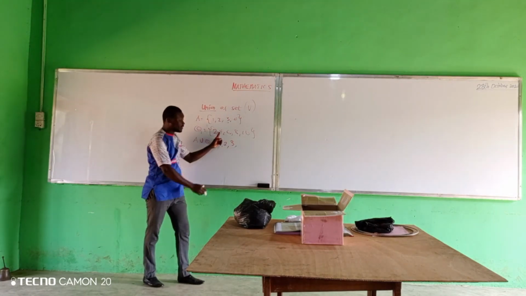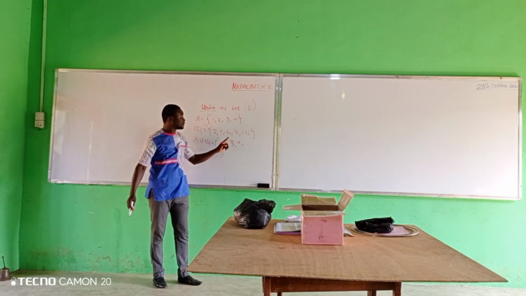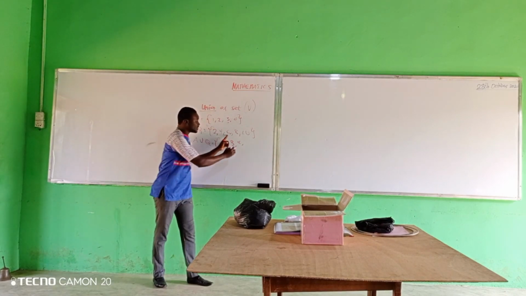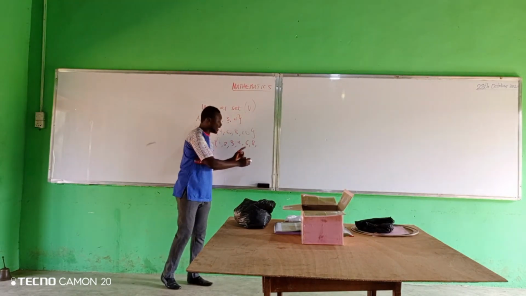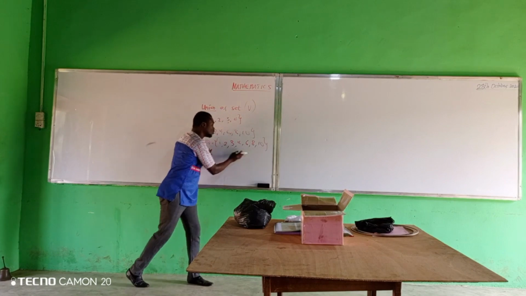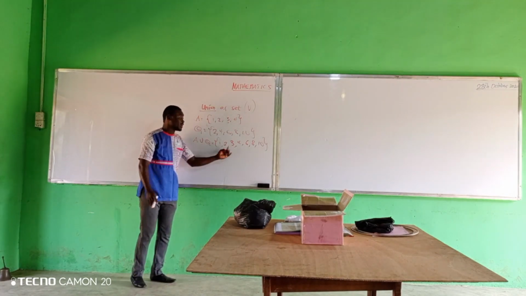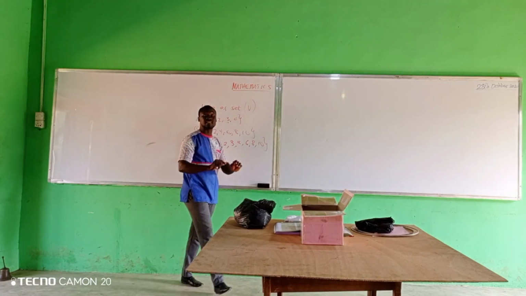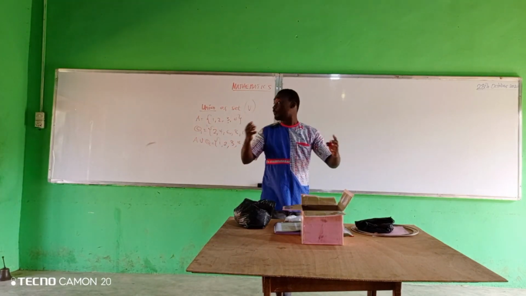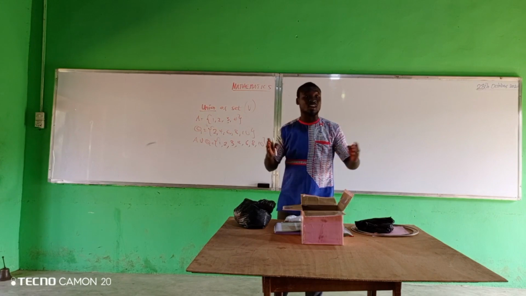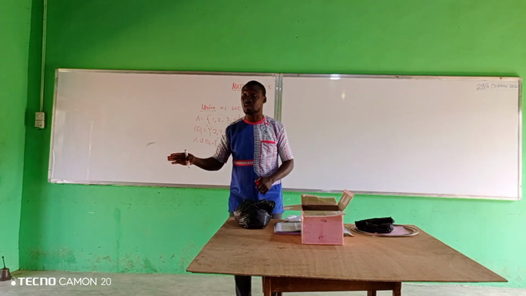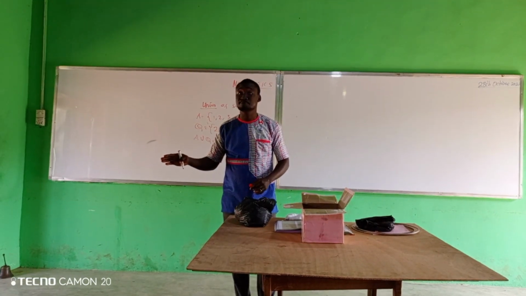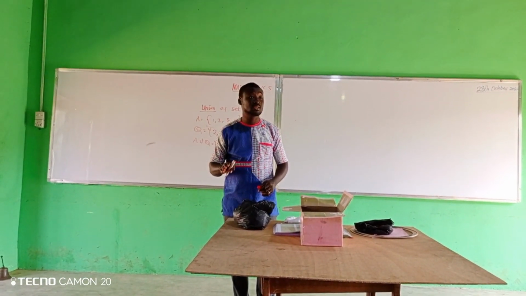What again? 4, 6, 8, and finally 10. So this means A union Q is 1, 2, 3, 4, 6, 8, and 10. You have brought the 2 sets together. Any question on that?